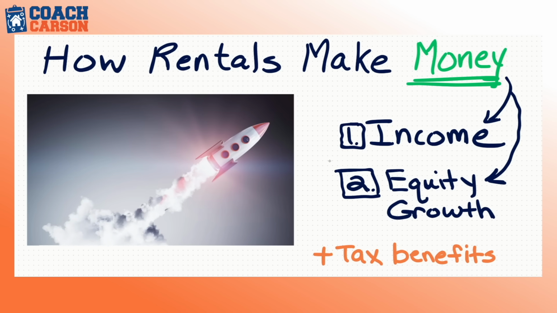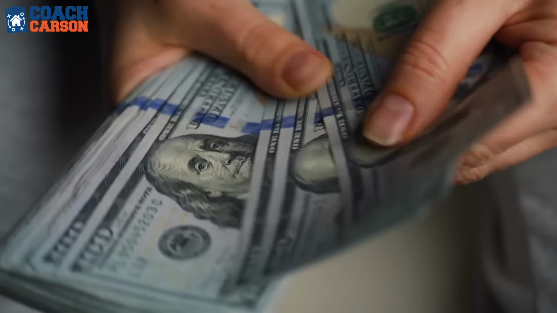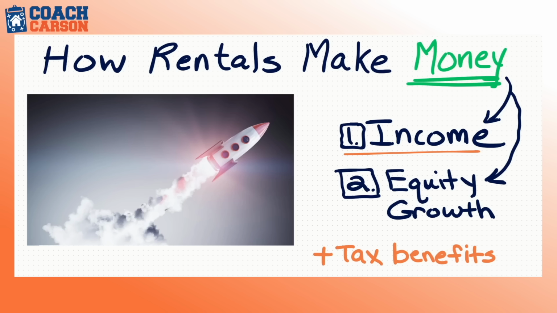The first one is the income of the property. So you collect rent, you pay your expenses, and hopefully every month there's something left over. That's the cash flow that you can put in the bank. But then number 2, there's also this component of equity growth.